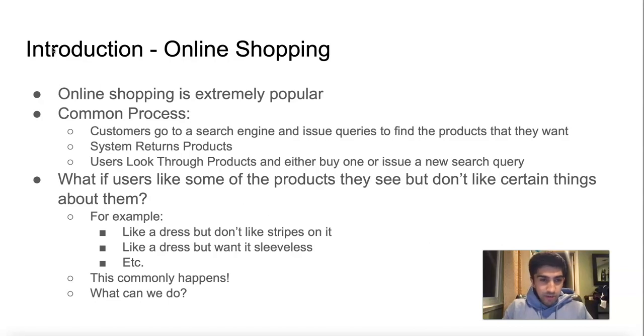But an interesting question is, what if the users like some of the products that they see, but don't like certain aspects about them? For example, let's say they're searching for dresses on a website like Amazon.com, and they see a bunch of dresses that they like, but for one of the dresses they like everything about it except the fact that it has stripes. Or maybe they like another dress, but they want it in sleeveless. These kinds of things commonly happen where people like products but just don't like one aspect about it. And it's a very common trouble for many customers because they now have to issue a new query.